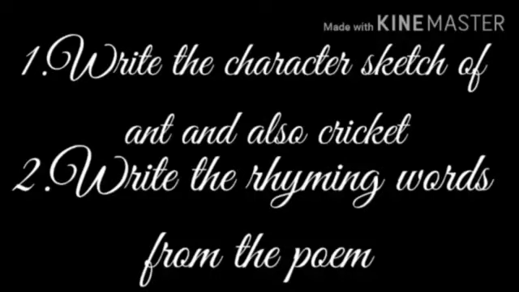And from the whole poem, you pick out the rhyming words like sing, spring, home, come, found, ground, sea, tree, me, bold, cold, ant, grand. These all you pick up and write neatly. Right? So, 3 works were given. One is a character sketch of the ant and the cricket, and writing the rhyming words.